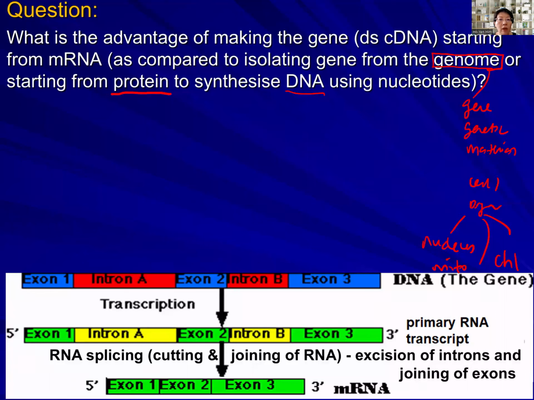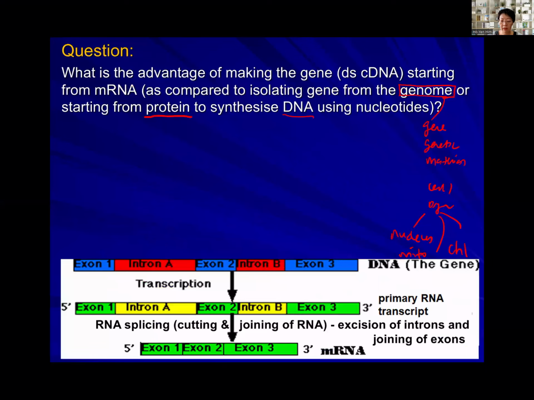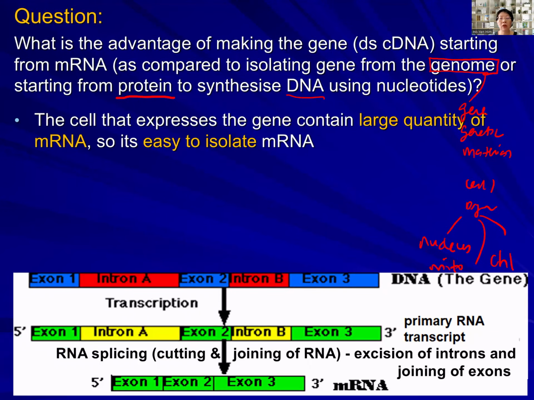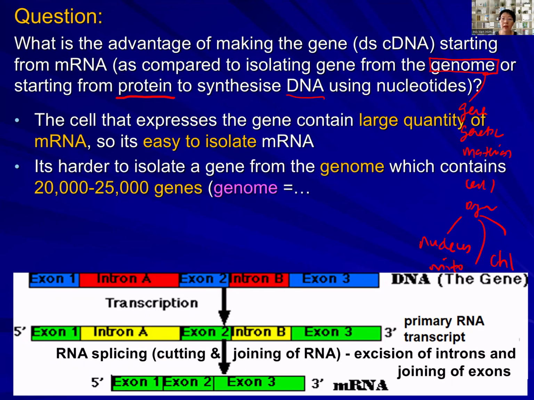So let's look at answering this question. So what is the advantage of obtaining the wanted gene starting from mRNA is, number one, because the cell that expresses the gene contains large quantity of mRNA, so it's very easy to isolate. And it's actually harder to isolate the gene from the genome because inside the genome, let's say in the nucleus, there are 20 to 25,000 genes. So if you go to a nucleus and you try to fish out 2 insulin genes, it's actually very difficult to find one. It's like you go into a hall. This hall got 25,000 people, and you try to find 2 people without using your handphone and computer. It's very difficult to find.